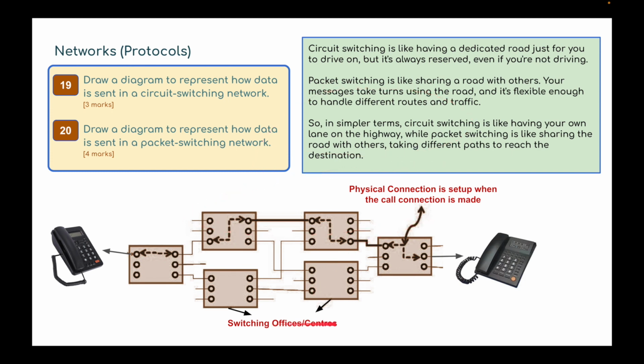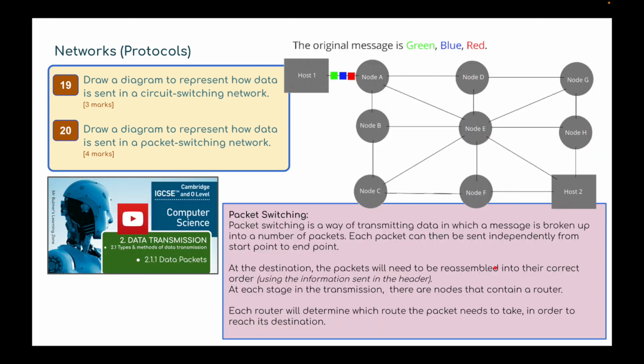These are switches, office switches, okay? And a physical connection is set up when the call connection is made. So this is like a reserved line. And this is on the video which I'm going to share with you at the end. In packet switching, we send data packets across the network, across various lines to the other person, in this case host 1 and host 2. So we break the message up into little packets, and these packets can go in any direction, okay, along the network, choosing the best path. At the destination, the packets will need to be reassembled into their correct order.